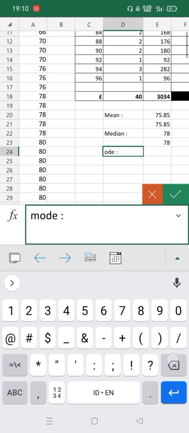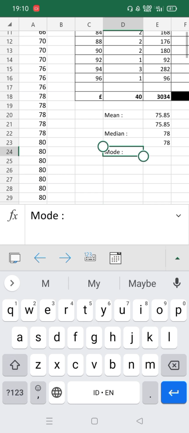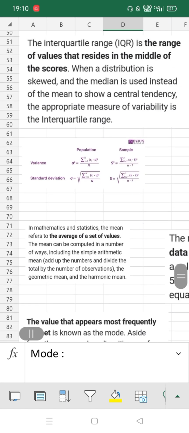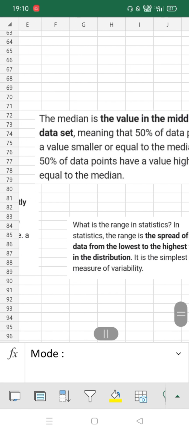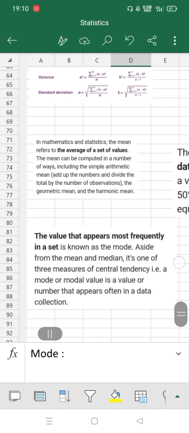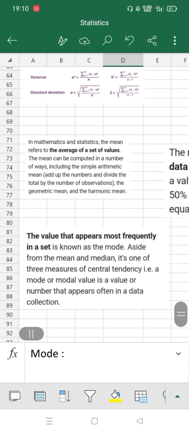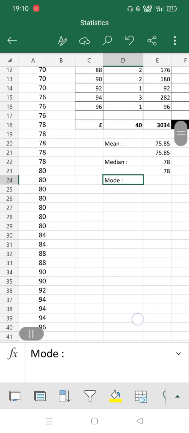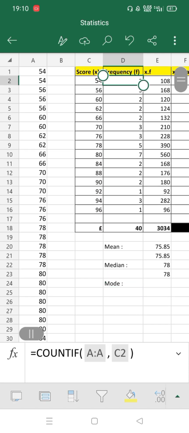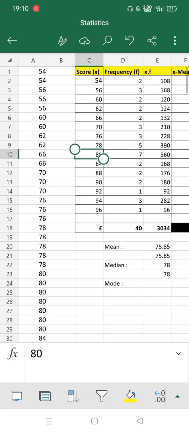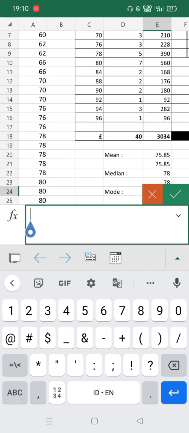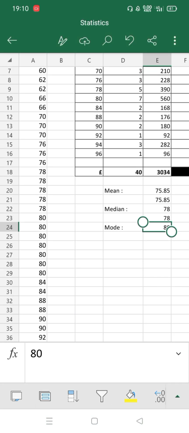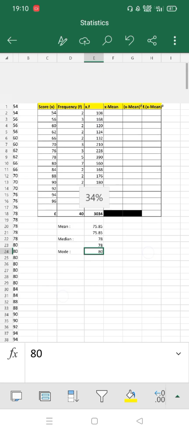All right, for you guys who still wonder what the mode is, the value that appears most frequently in a set is known as the mode. So you look for which one has the most frequency, and we got 70, we got 80 with 7 frequency, so the mode is 80. It's simple, isn't it?